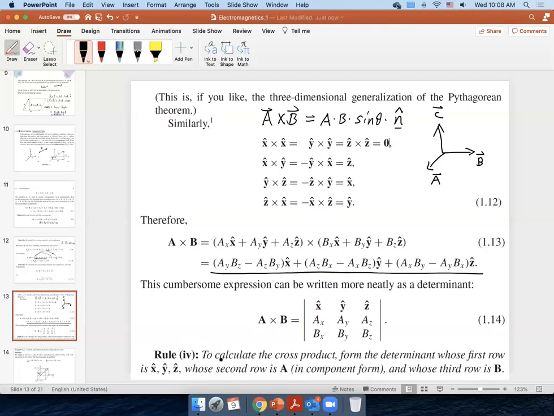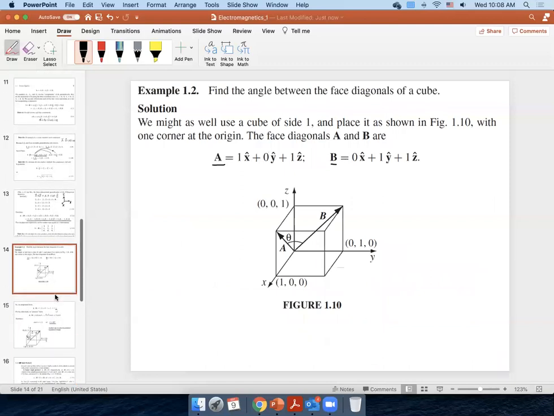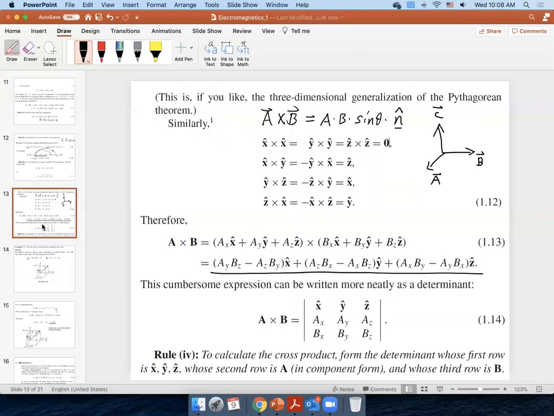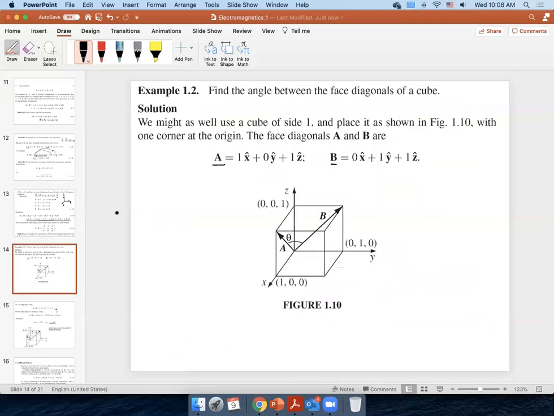To calculate the cross product, form the determinant whose first row is x, y, z hat, second row is A, of course in component form, and the third row, or last row, is B in component form. Then you have the cross product of A and B. So far we have learned 4 different operations for vectors in both abstract form and component form. Let's use them in some interesting examples.